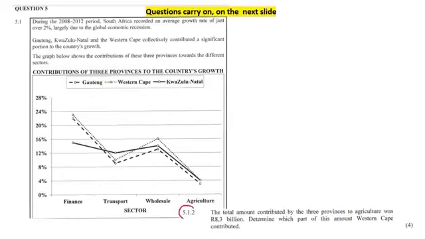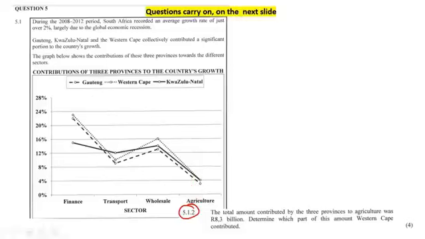Okay, now we're going to have a look at this question over here. It says the total amount contributed by the three provinces to agriculture was 8.3 billion rand. Determine which part of this amount was the Western Cape. Okay, so let's have a look at agriculture, and let's just go see how much each place contributed.